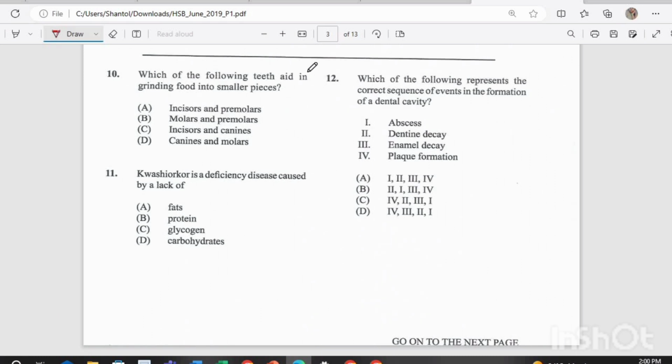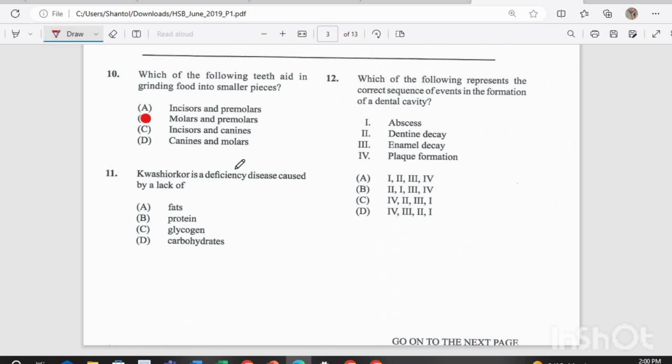Question 10. Which of the following teeth aids in grinding food into smaller pieces? Is it A. incisors and premolars, B. molars and premolars, C. incisors and canines, or D. canines and molars? The answer is B, your molars and premolars.